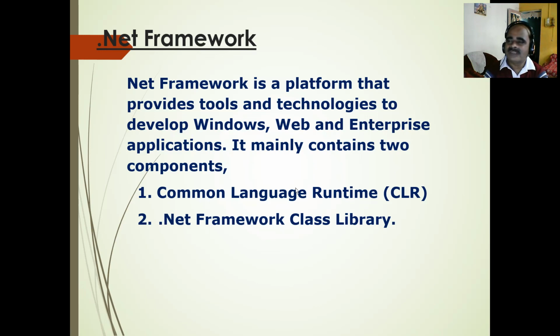If we think about this CLR, then what are the major components of this CLR? Because .NET is one of the platforms that provides different kinds of tools and technologies to develop web applications or Windows applications, and it mainly contains two types of components. Number one, the first and most important component is the CLR. As I already said, it is the backbone, the main part of this .NET framework. And the second one is the .NET framework class library.